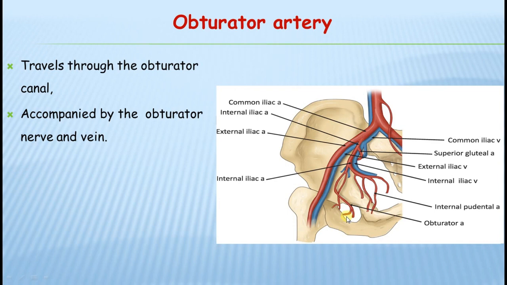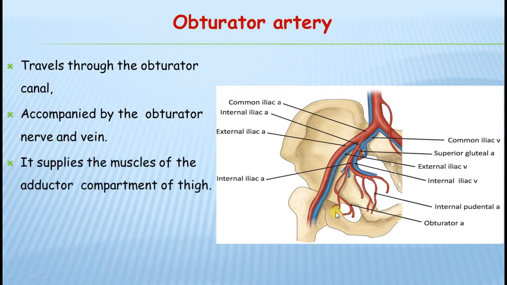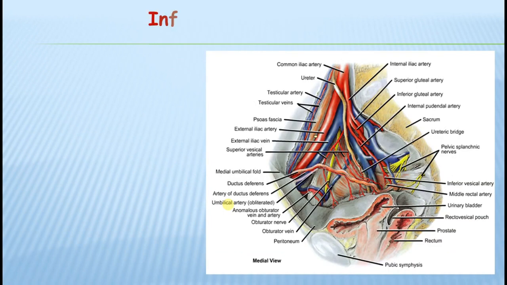If you are going to incise the lacunar ligament, you should be careful that you don't ligate the abnormal obturator artery. Apart from that, the obturator artery is going to supply the muscles of the adductor compartment of the thigh. Only in the pelvis it gives a few branches to the urinary bladder.